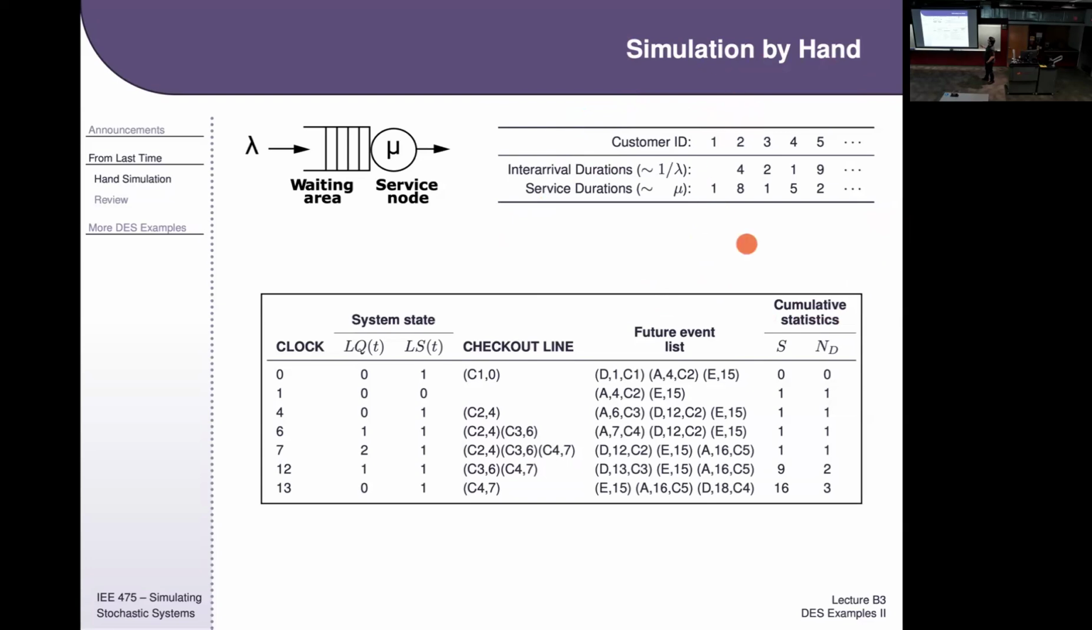Although these numbers are organized by customer, you shouldn't think of them as being coupled together. Whenever you need a new inter-arrival time, you just take the next one off the list. Whenever you need a new service time, you take the next one off the list.